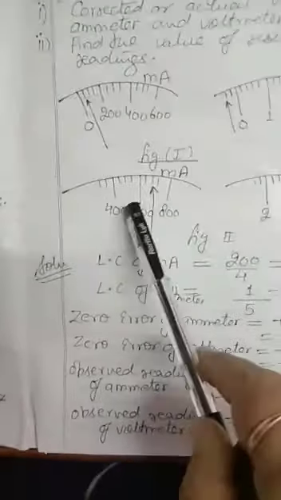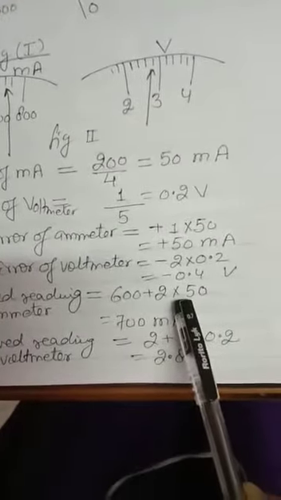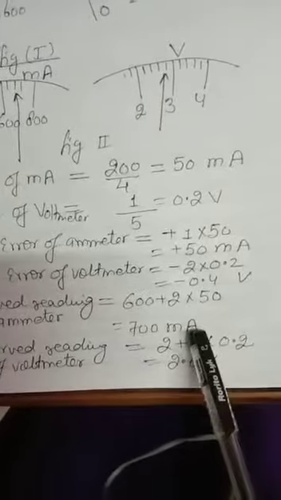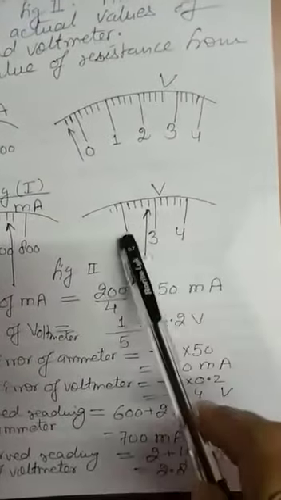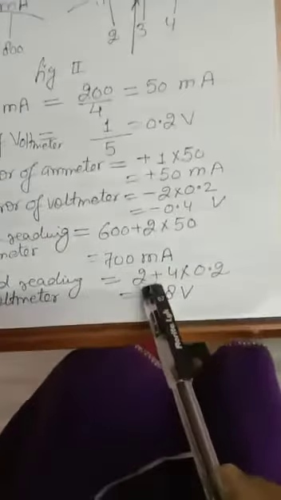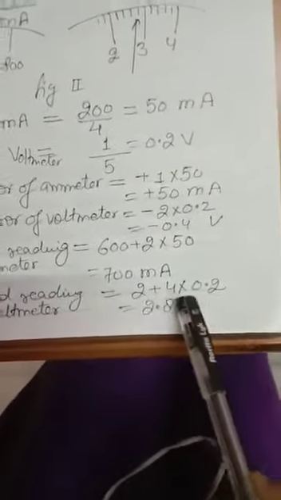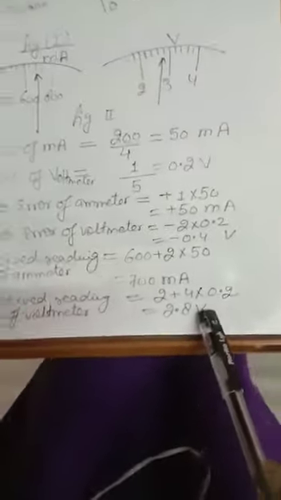Now, for the observed reading, you can see above 600 there are 2 divisions. So we have 600 plus 2 into the least count, which means 2 into 50, so 700 milliampere. Similarly, for the voltage, above 2 we have 4 divisions. So we have 2 plus 4 into 0.2, which means 2.8 volt.